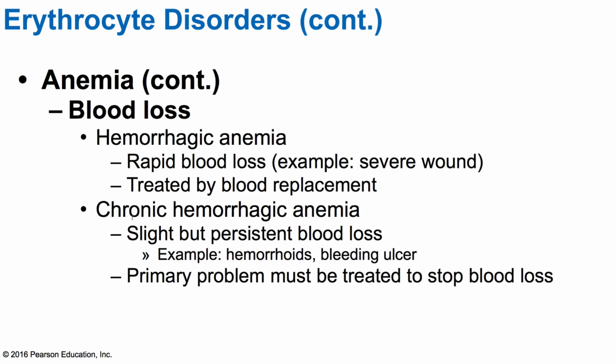Now, the other type of blood loss could be long-term blood loss, and this is chronic. So chronic is long-term, so chronic hemorrhagic anemia. Blood loss that's happening over a long period of time. So this is a slight but persistent blood loss. In other words, you're bleeding very, very slowly over a long period of time.